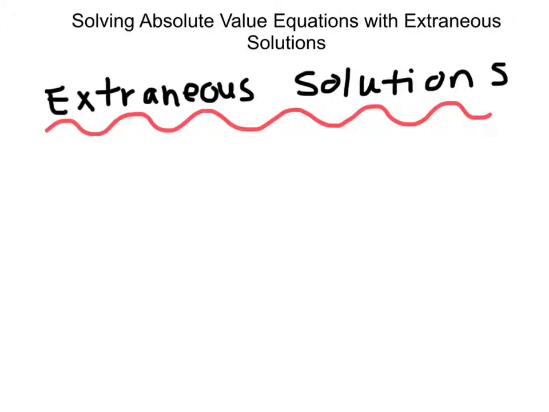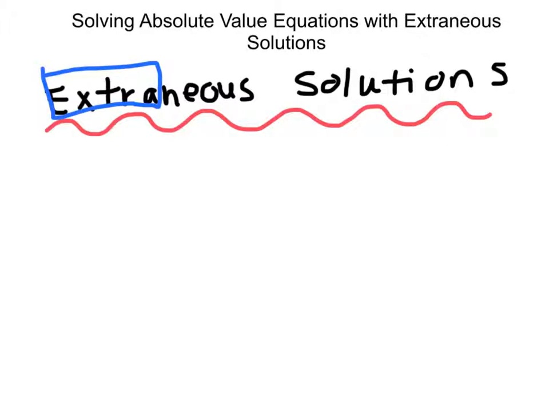In this video, I want to talk to you guys about solving absolute value equations with extraneous solutions. That word extraneous in this situation basically just means an extra solution. Look at that base word, extra. It's an extra solution. It's kind of like an imposter. It's a solution that you find, but when you actually plug it back in to check, it is not actually a solution.